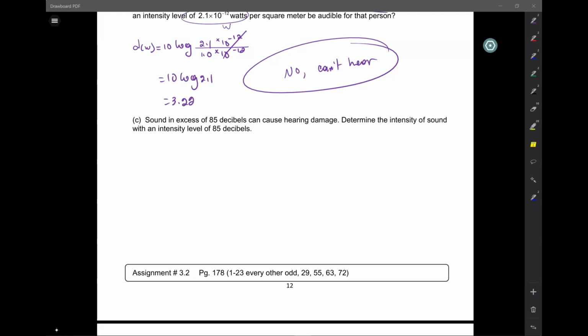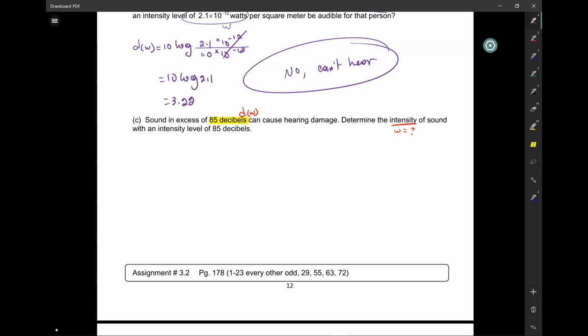So that last little part from last lesson says that sound in excess of 85 decibels can cause hearing damage. Determine the intensity of sound with an intensity level of 85 decibels. So if this is the decibel value, it's D of W, and what we want is W. All right? So we're going to start with the formula again.